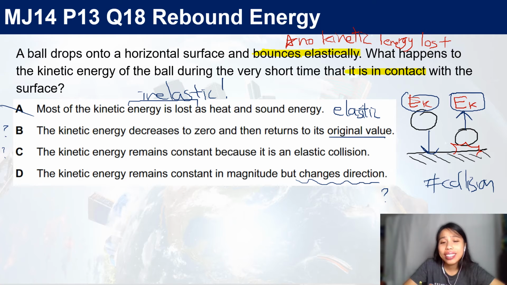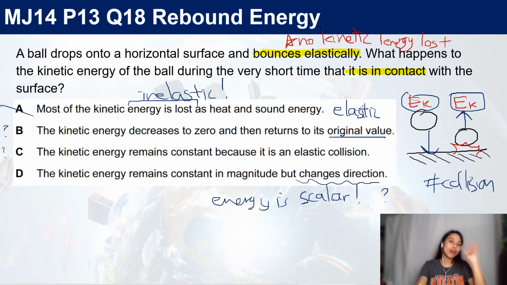No. Kinetic energy is a scalar. Energy is scalar, so there's no such thing as direction. It would be really weird if you said horizontal kinetic, vertical kinetic, kinetic this way, kinetic that way. I don't care where you move, as long as you're moving, you have kinetic energy.